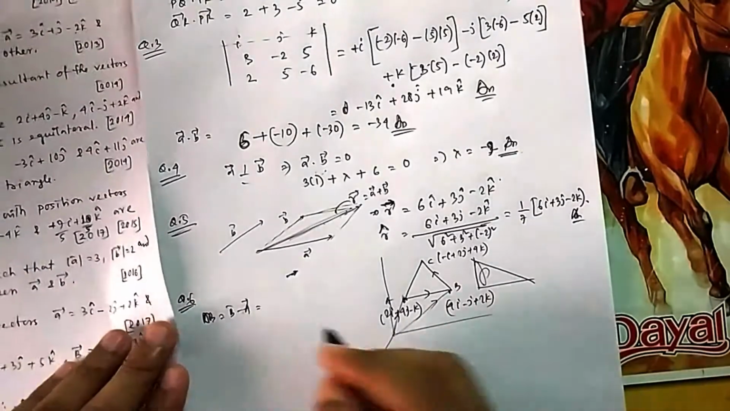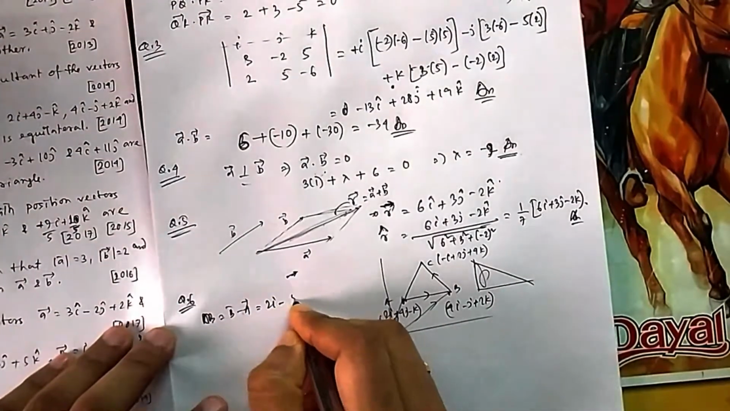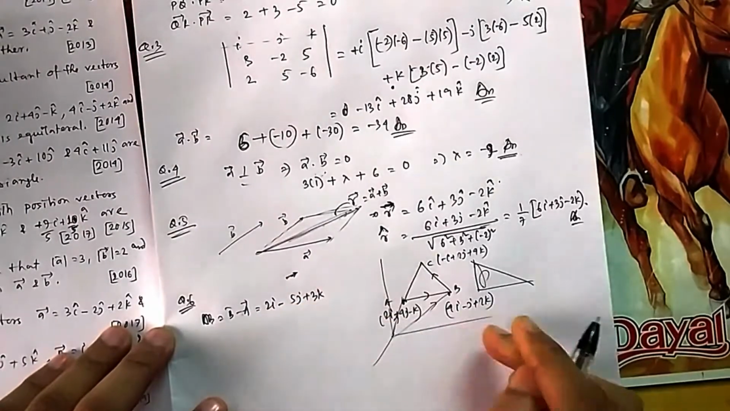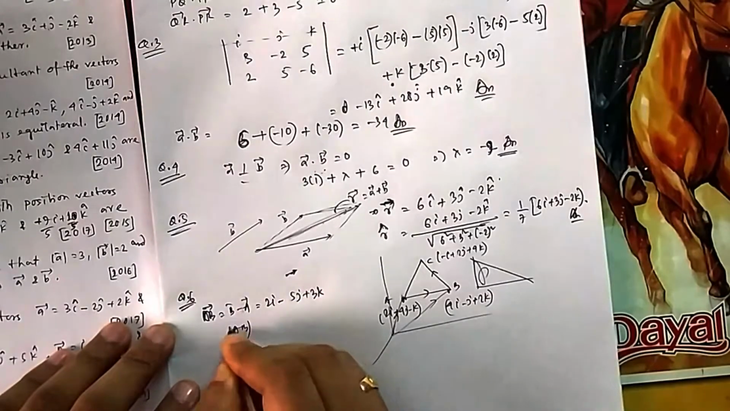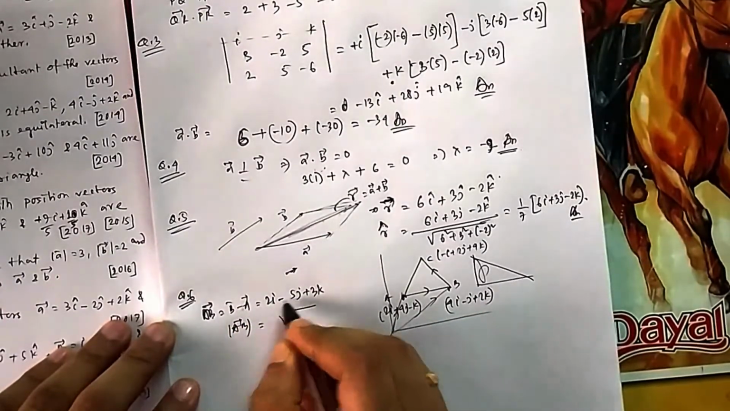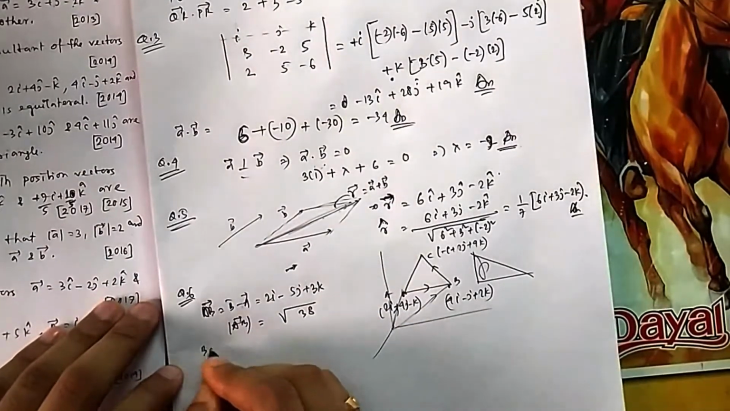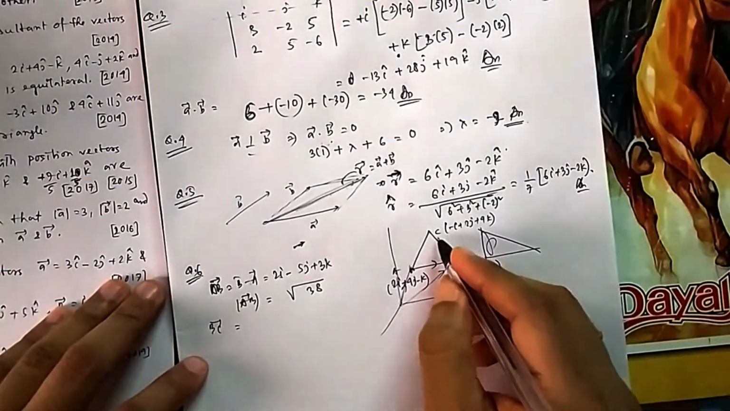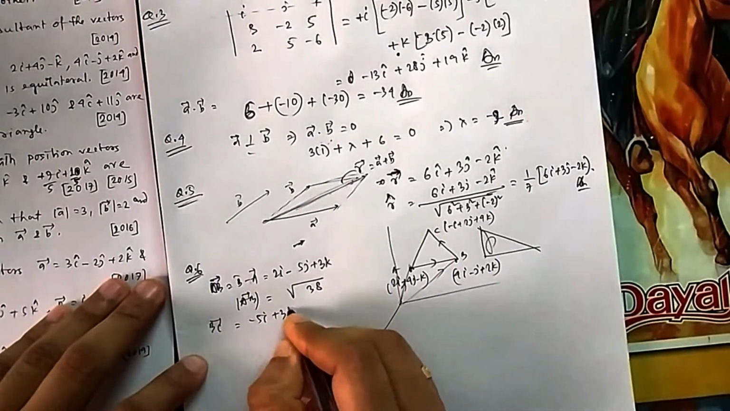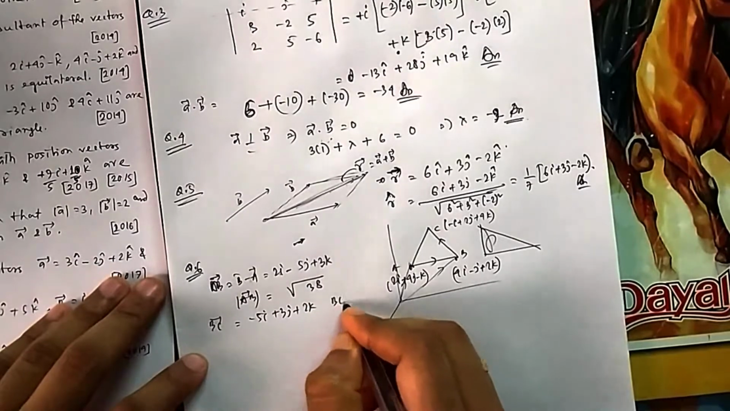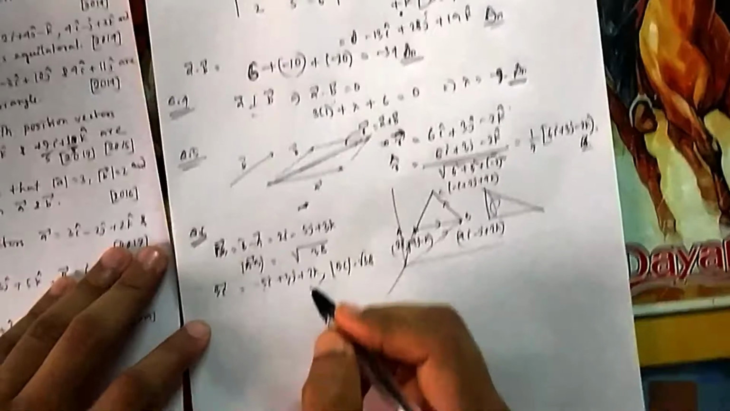If you do this minus this, I am directly writing the AB vector: you will get 2i minus 5j plus 3k. Then if you take the magnitude of AB, what will it be? Under root this square plus this square plus this square, so it will be root 38. Similarly, if you calculate BC, it will be C minus B, which is minus 5i plus 3j plus 2k. Again the magnitude of BC will be root 38: 5 square, 3 square, 2 square.